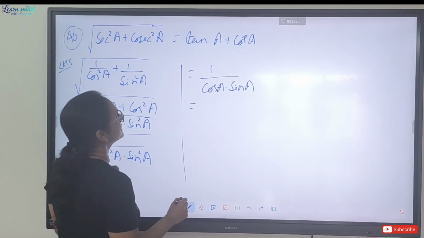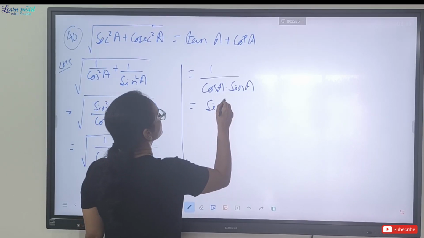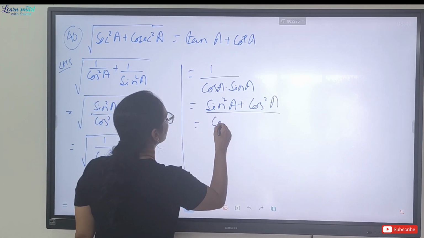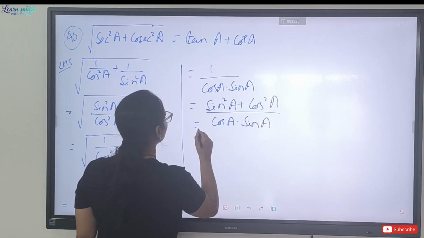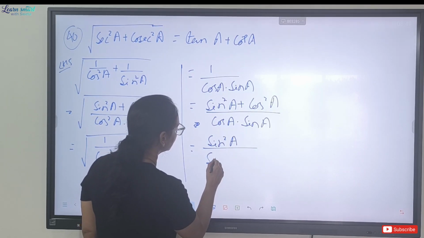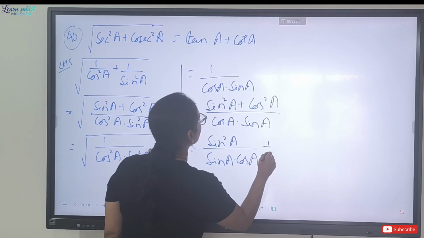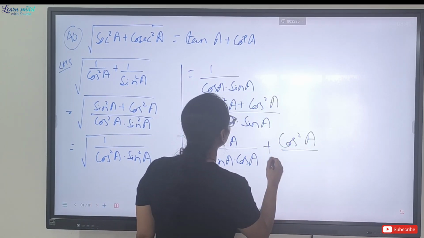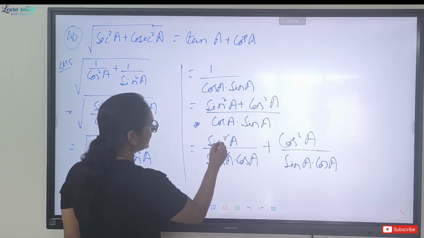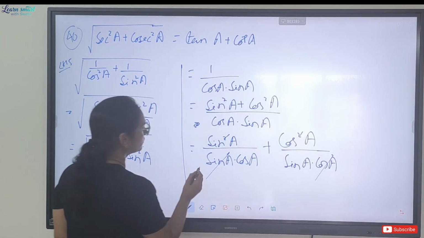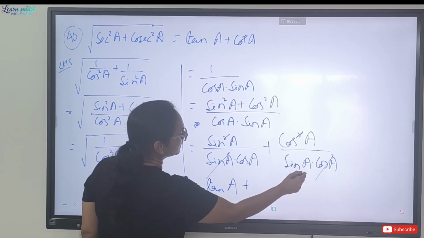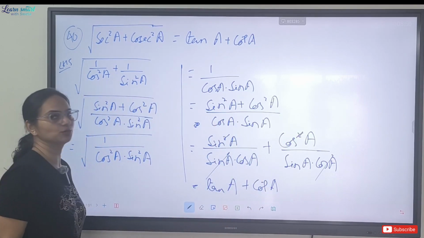And now we can write 1 as sin square A plus cos square A. So sin square A plus cos square A, upon cos A into sin A. And now, like we split, we can write sin square A by sin A into cos A plus cos square A by sin A into cos A. And see, we can cancel one sin A and one sin A, cos A and one cos A. So we are left with sin A by cos A. We can write that as tan A. And plus, we are left with cos A upon sin A, which is cot A. And that's what we had to prove.